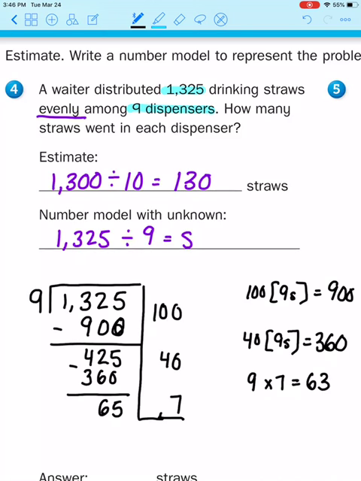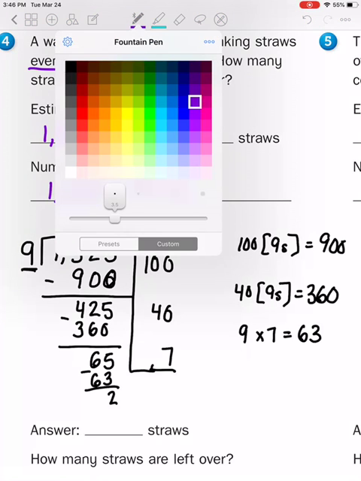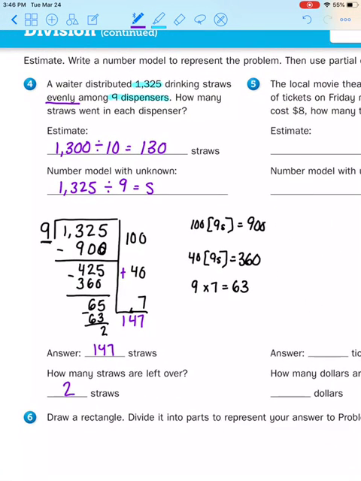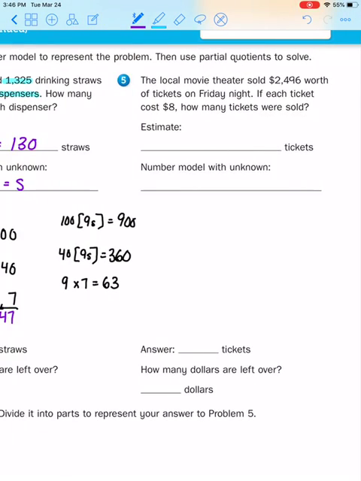So you kind of have to figure out how close you can get. If I took out another 7 groups of 9 straws, I'd be using 63 straws, and I'd be left with 2 straws. Now I know 9 is bigger than 2, so I cannot make another group because it has to be even. So you would add this up, and you would get 147 with 2 straws left over, because there is a 2 here. All right, let's move to number 5.